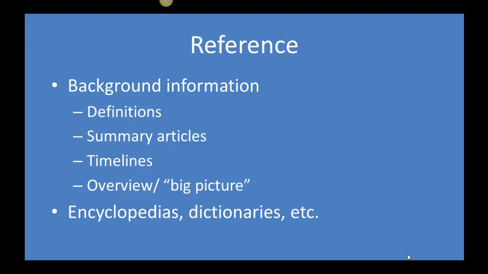Reference sources are basically sources of background information. So a reference source might give you definitions or summary articles summarizing a topic. You might get timelines of key events in the history of a topic, and in general you're thinking that this is going to give you an overview or kind of the big picture look. And whether you knew it or not, you're probably familiar with reference sources in the forms of encyclopedias, dictionaries, or even Wikipedia.